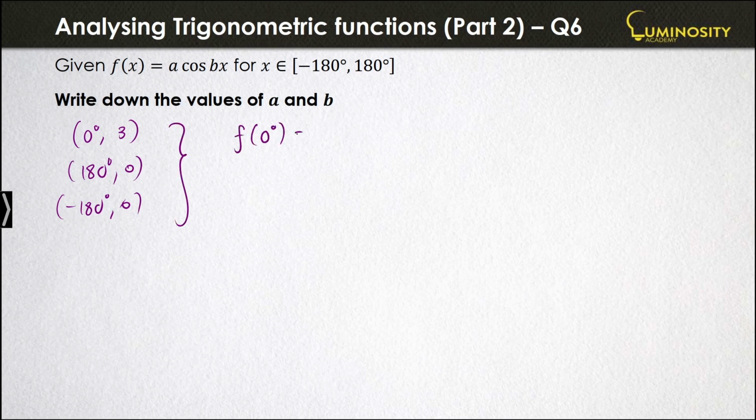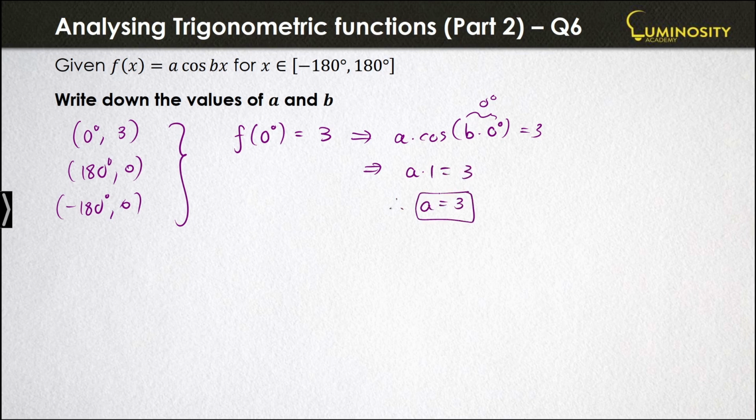So f at 0 degrees is 3, so this implies that a times the cos of b times 0 degrees equals 3. But b times 0 degrees is just 0 degrees, and cos of 0 degrees is 1. So a times 1 equals 3, so therefore a equals 3. So far we've got f of x equals 3 cos bx.